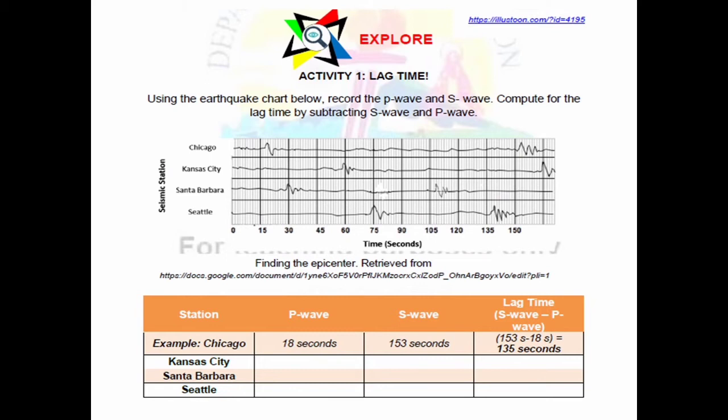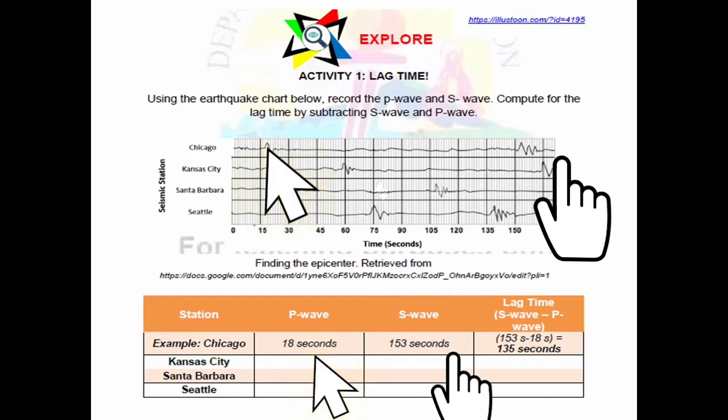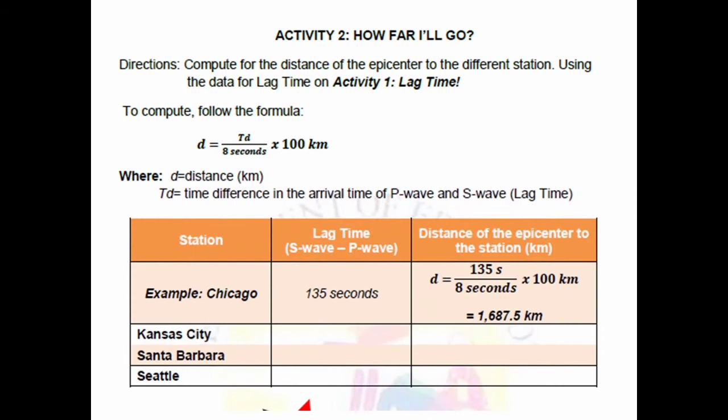As you can see in the diagram, we have there 4 seismic stations, namely Chicago, Kansas City, Santa Barbara, and Seattle. You simply need to fill in information for column for P wave, S wave, and lag time. Just use the seismogram in order to determine the P wave and the S wave. After that, you can now derive or get the lag time by just getting the difference between S wave and P wave.